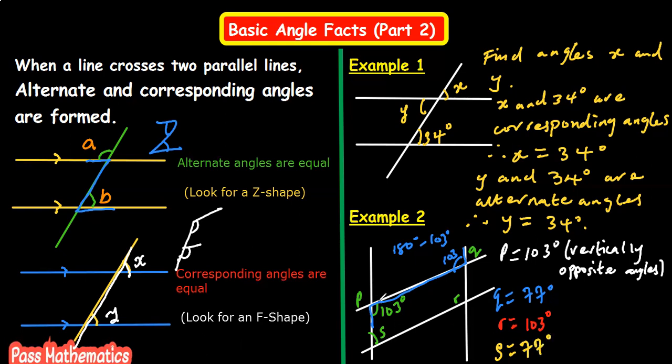Whichever rules you want to apply, just try to understand that alternate angles are equal, and the aim is to look for letter Z, provided they are on parallel lines, and then for corresponding angles, which are also equal, you look for letter F. There are different rules which I'm going to be covering in my next lesson.